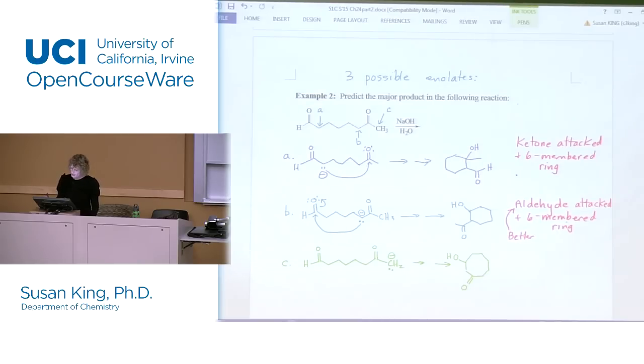So ketone attacked is not going to be favored at equilibrium, especially when we have an aldehyde that can be attacked. Not favored at equilibrium. And then certainly, down here, what do we have? We have aldehyde attacked. That's favored, but we're forming an 8-membered ring, and that's not favored.